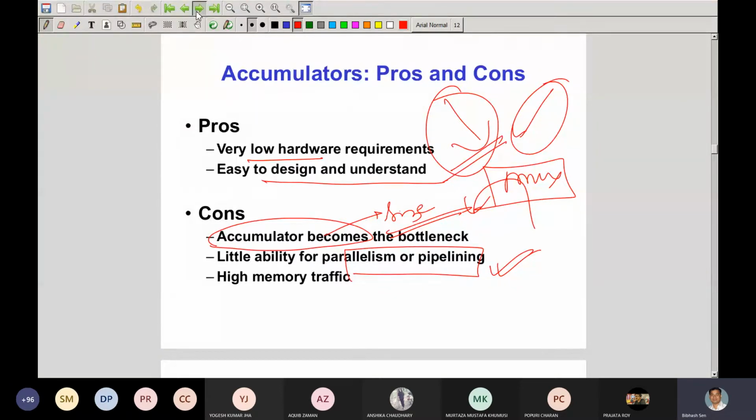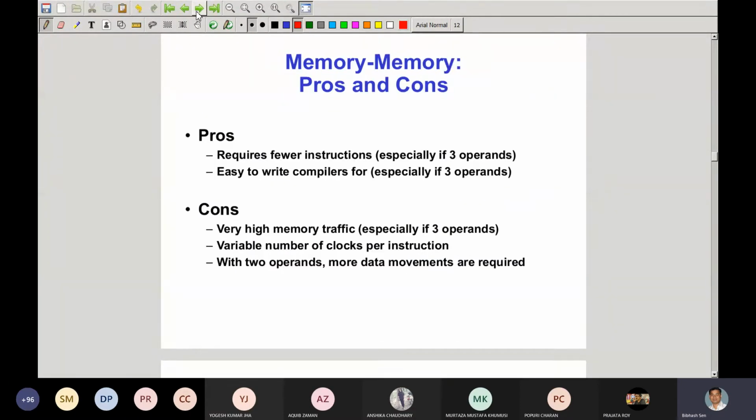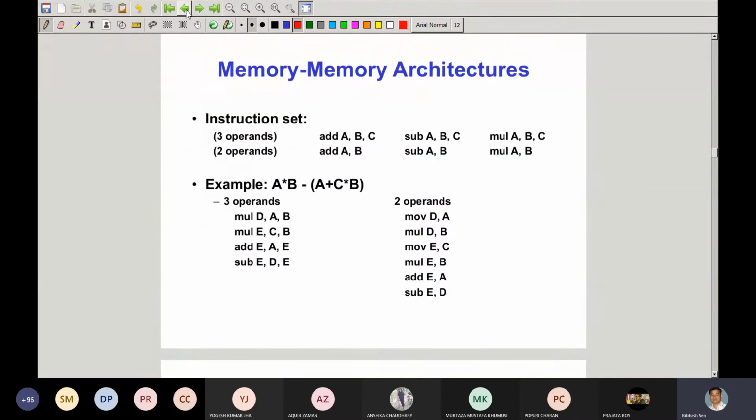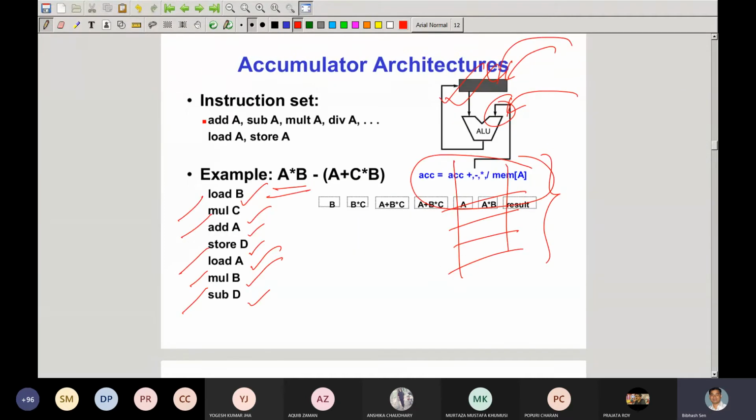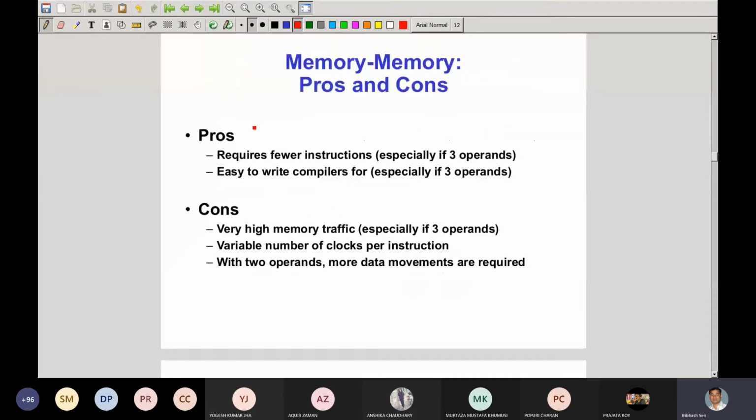So this was used earlier. Now there is the register-memory architecture, which is also one architecture. Fewer instructions, especially with three operands, and it is easy to write a compiler. In comparison with earlier, where you have to write so many instructions, in the load-store architecture concept a very small number of instructions are required, a fewer instruction set, and it is easy to write a compiler for, especially with three operands.